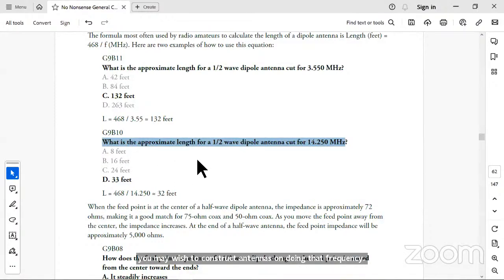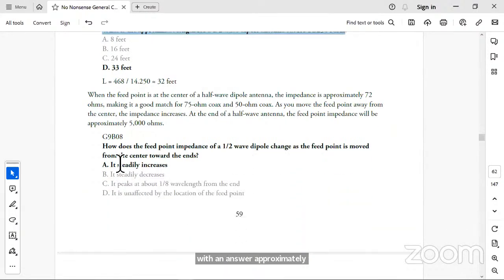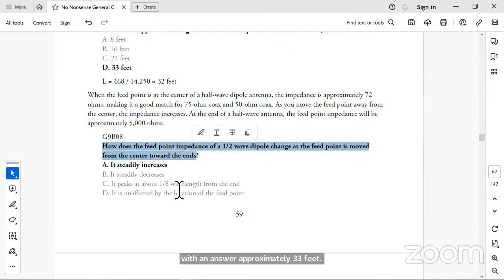What is the approximate length for a half-wave dipole antenna cut for 14.250 megahertz? Similar to the previous question, we use the same formula. Substitute frequency for what they gave us here, 14.250 in the denominator, and we end up with an answer of approximately 33 feet.